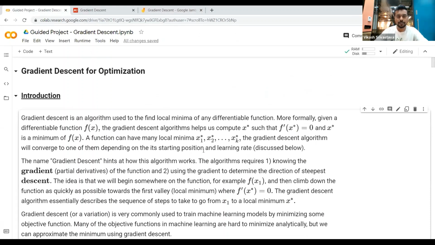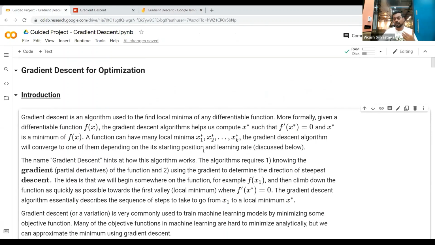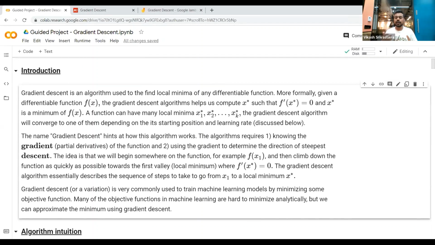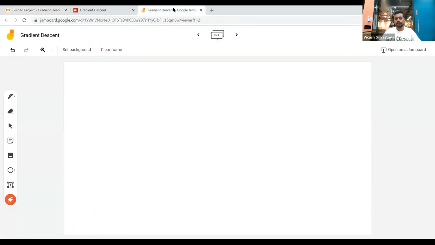Okay, so a function can have a lot of local minima, and the gradient descent algorithm will converge to one of them depending on its starting position and learning rate, right? So of course we'll talk about what the starting position is and how we define the learning rate. But before we go deep, I'll try to give you a basic intuition of how gradient descent is used in machine learning, right?